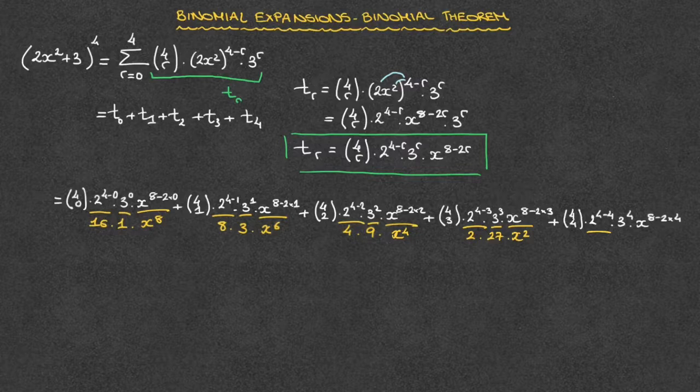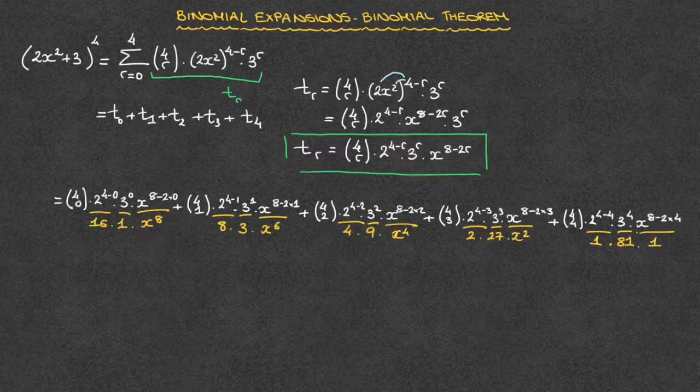Finally, in the last term, we have 2 raised to the power of 4 minus 4, which is 2 to the power of 0, which equals 1, times 3 raised to the power of 4, and 3 to the power of 4 is equal to 81, and that multiplies x raised to the power of 8 minus 2 times 4, so that's x to the power of 0, which is equal to 1.